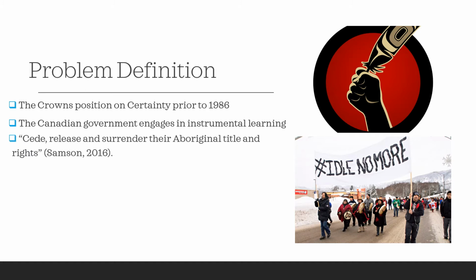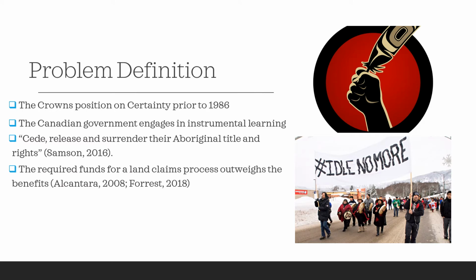Existing literature also states that formal agreements established through the comprehensive land claims process require an Indigenous group to formally acknowledge the government's authority over them through the group agreeing to cede, release, and surrender their Aboriginal title and rights.